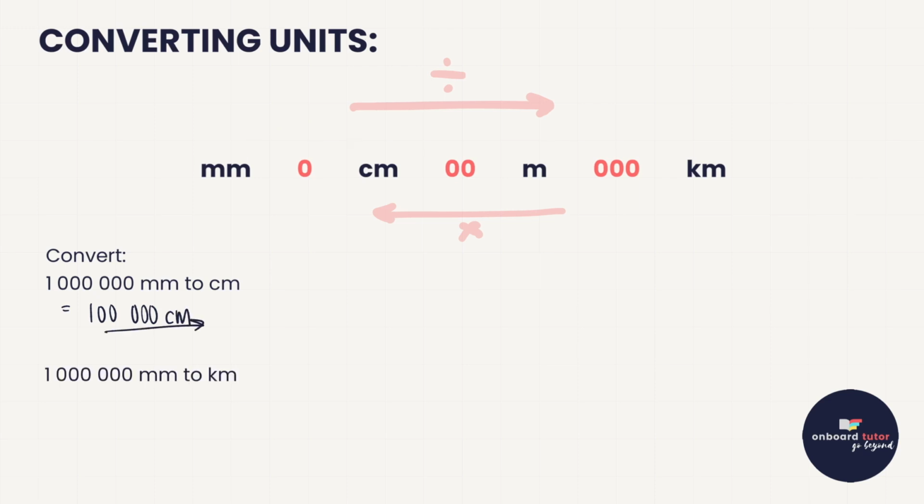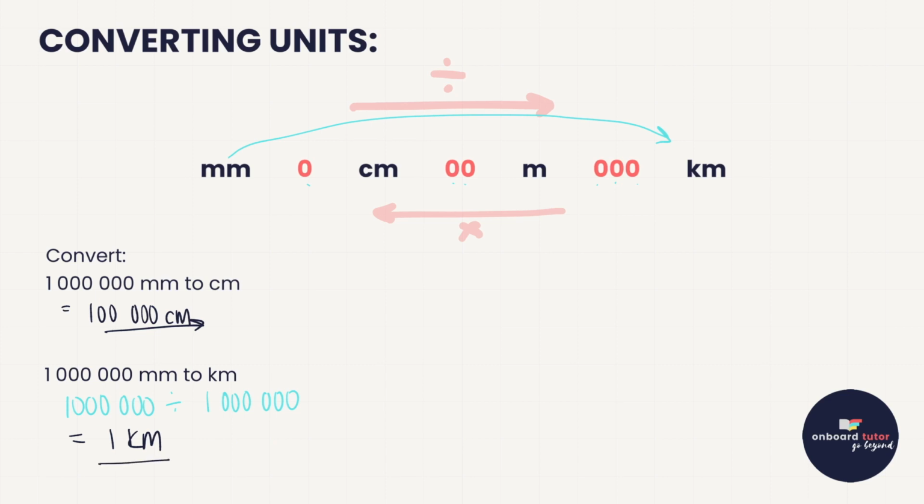But what happens if I get asked to convert all the way from millimeters to kilometers? So now what I'm doing is I'm going from here, still in the divide direction, but 1, 2, 3, 4, 5, 6 zeros. So what I need to do is I need to take my 1 million and divide by 1 and 6 zeros. So essentially I'm dividing by 1 million, and so that is going to take me all the way to 1 kilometer.